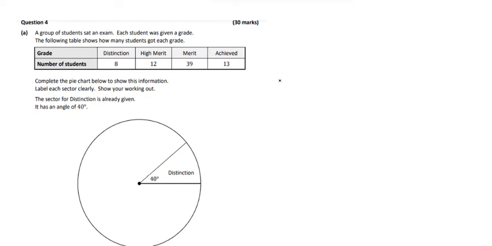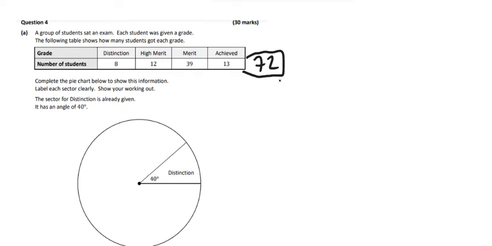8 plus 12 is 20, plus 39 is 59, and then another 13 is 72. So the total there is 72. So of all the grades, there's 8 distinctions, 12 high merits, 39 merits, and 13 achieved. That's 72 grades altogether, 72 students that got grades basically.